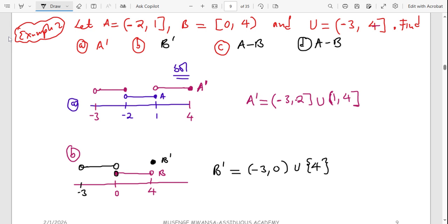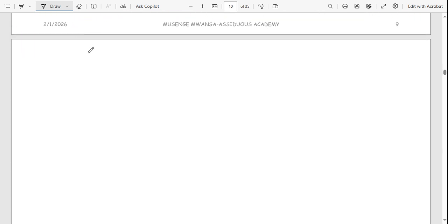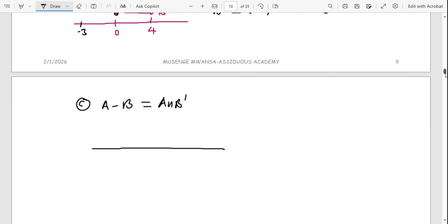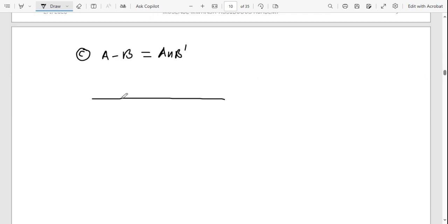Okay, good. The set C, we want to find now A minus B. Remember, to find A minus B, this is the same as A intersection B complement. You first need to know the set B complement. And goodness, we've already found the set B complement. It is from -3 to 0 and then 4. So -3 to 0 and then 4.